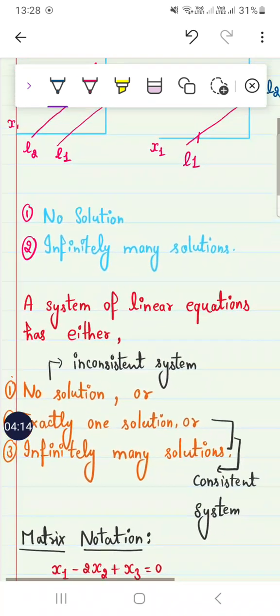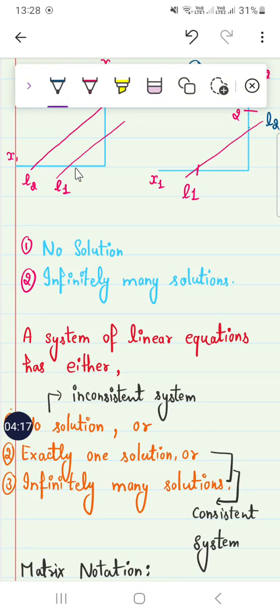Firstly, there exists no solution, right? Because they are parallel to each other, they have no cut point, so it has no solution. If they are overlapping each other, then infinitely many solutions, right? And exactly one solution: when we have two linear equations and they cut each other at a point, it is a unique solution, right? So it is like x1 and x2, it is unique, so it is exactly one solution.